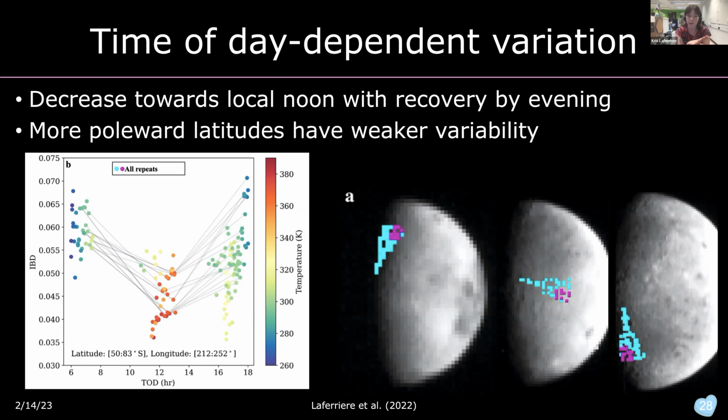And so we can see broadly that there's 2 really noticeable trends. One, the decrease in hydration strength towards local noon, and then a recovery by evening. And then we can also see that more poleward latitudes have weaker variability. It's not super evidenced in this plot, but I did look into it. And also we can see the temperature dependence, with those temperatures closer to 320 aren't really getting as low around noon as the integrated band depth values for temperatures around 360 to 380.